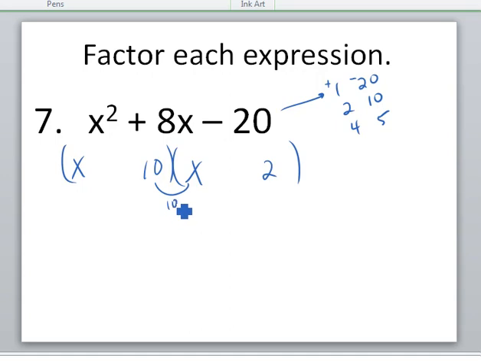So I'm going to put my 10x and my 2x like this on my smile, my nose, my mouth. And I want a positive 8, so now I need a positive 10 and a negative 2. That's how I'm going to get a positive 8. Notice how that gives me the negative 20. 10 times negative 2 is negative 20.